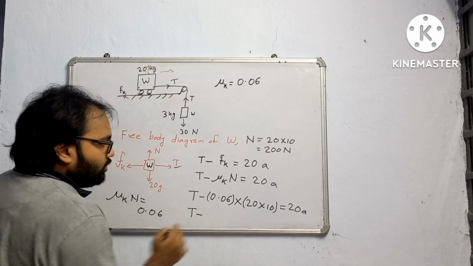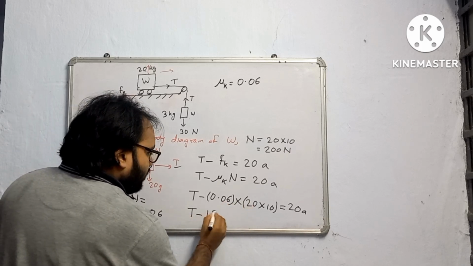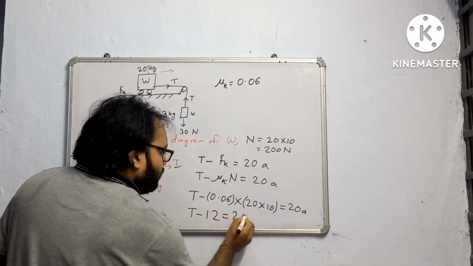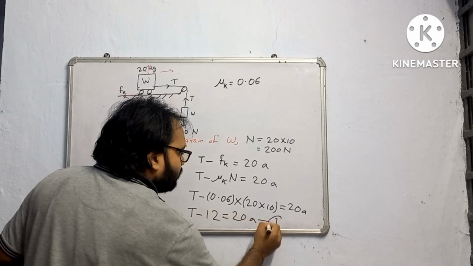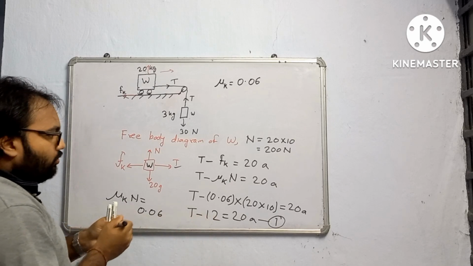T minus, how much will it become? 6 2s are 12. T minus 12 is equal to 20A. This you have got. Let it be equation 1. T minus 12 is equal to 20A.